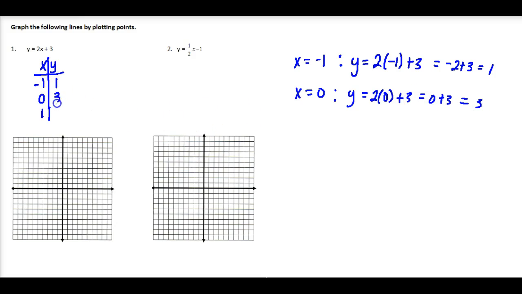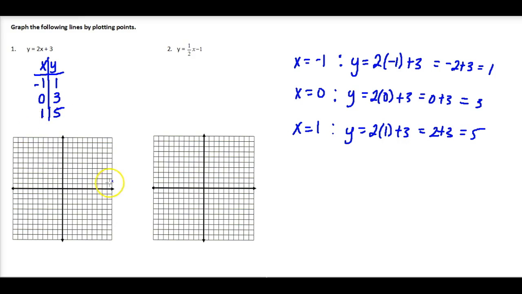So we had the point (0, 3). And now, when x is equal to 1, we just plug in 1 for x, and we see in this case we're going to get 5 as a result.